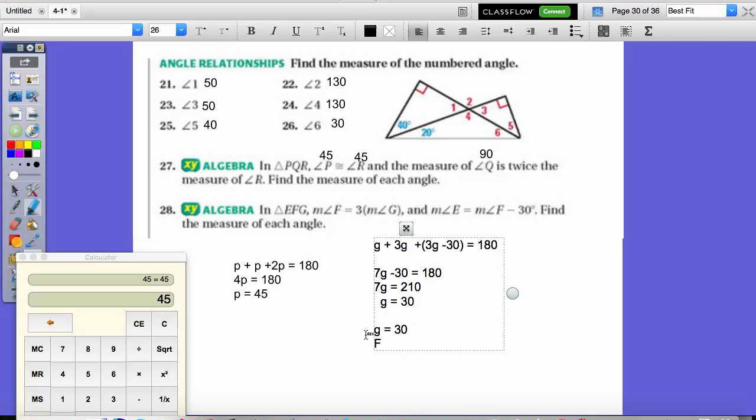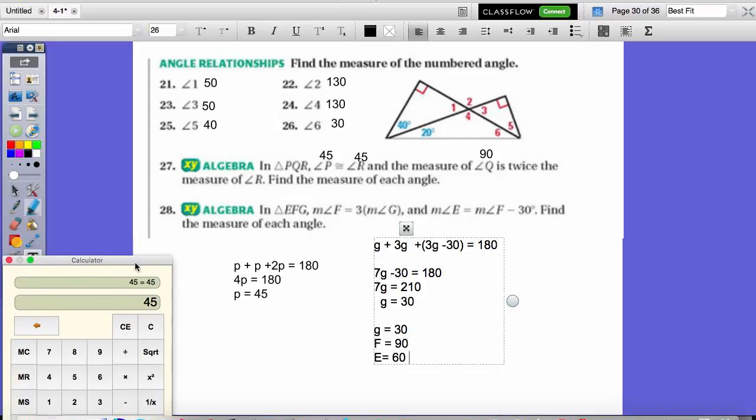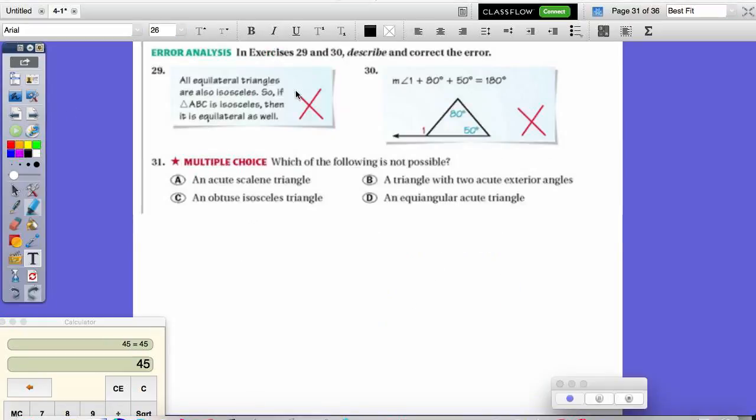Angle F is 3 times G, which is 90. And E is 90 minus 30, which is 60. And that works. 30, 90, 60 add up to 180. Also makes it a right triangle.